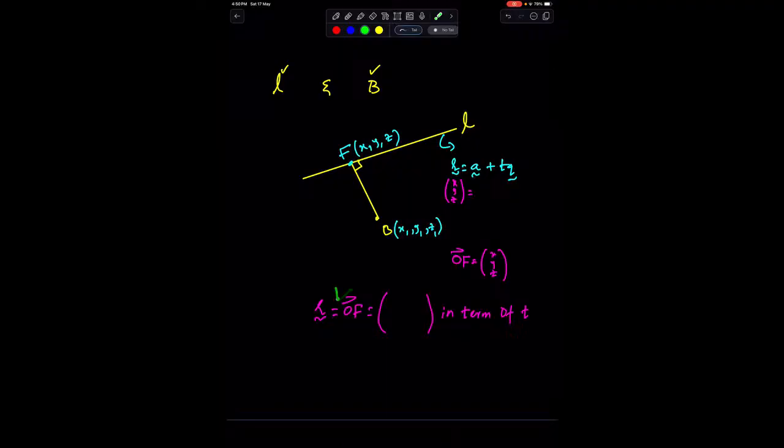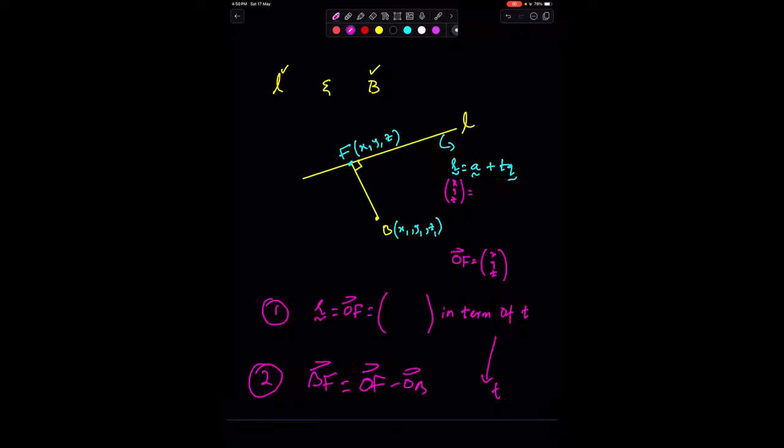We have got the first thing, OF. Now the problem is OF is in the form of T. Now find vector BF. This is the second step. This is the first, this is the second. Find vector BF. This is very simple: OF minus OB. This is also in terms of T.